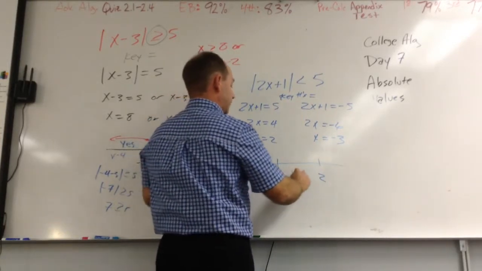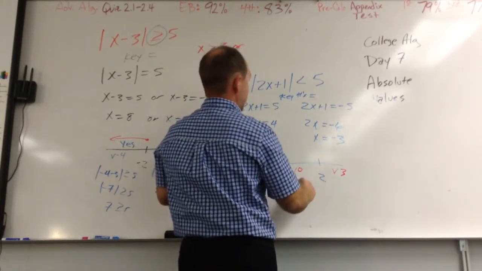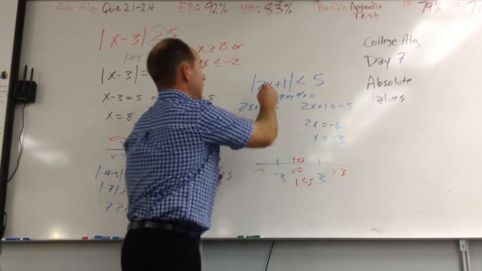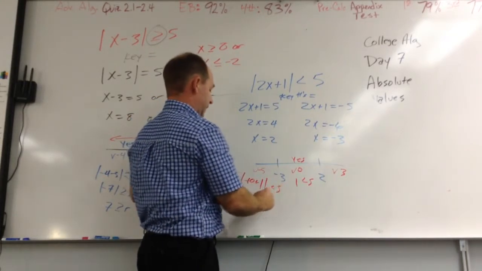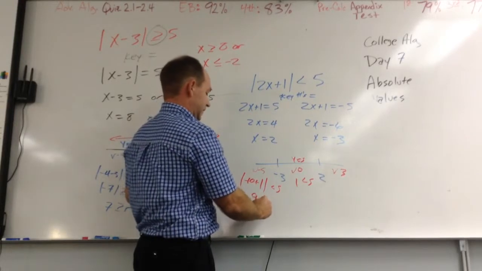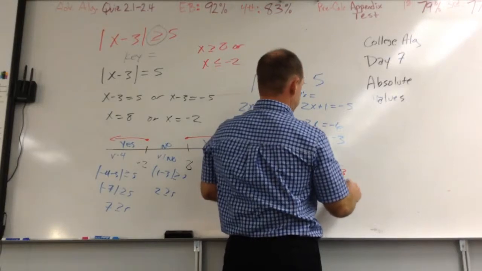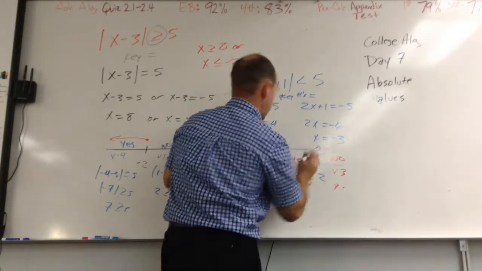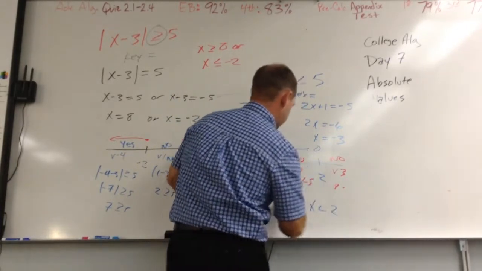Check negative 5, check 0, check 3. Let's see, I like checking zeros. 1 is less than 5? Yes. Negative 10 plus 1, its absolute value is less than 5. Negative 9 is less than 5. No. And then check 3, 7, no. So my solutions here are there, one region. The x's are between negative 3 and 2.